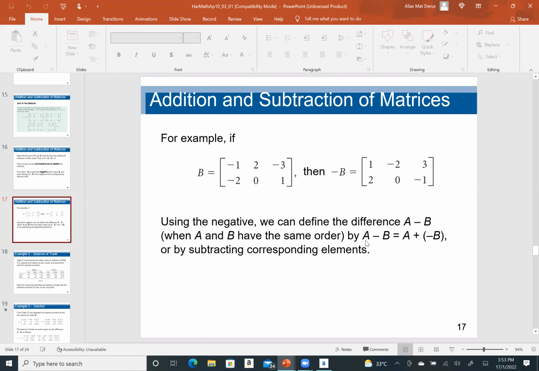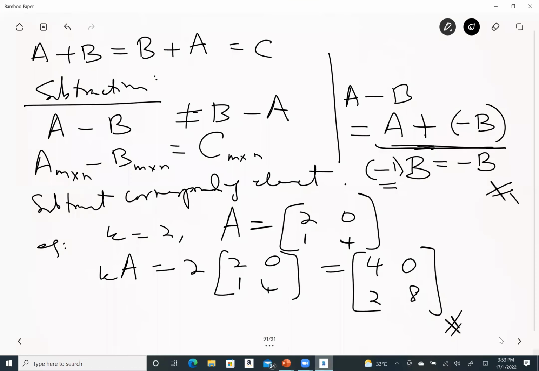Because originally it's just A minus B. So how do I get negative B? We multiply that B with negative 1. So all the elements become negative. Then the operation now becomes positive. Okay. Any question about that?